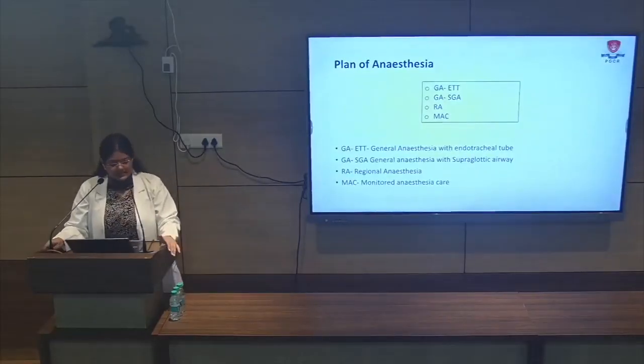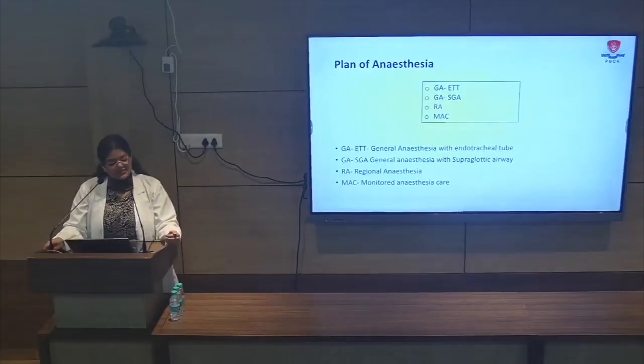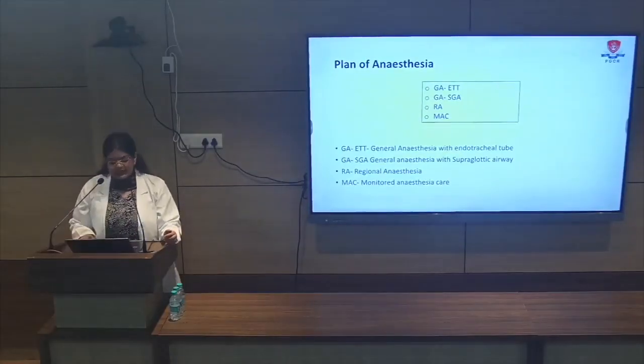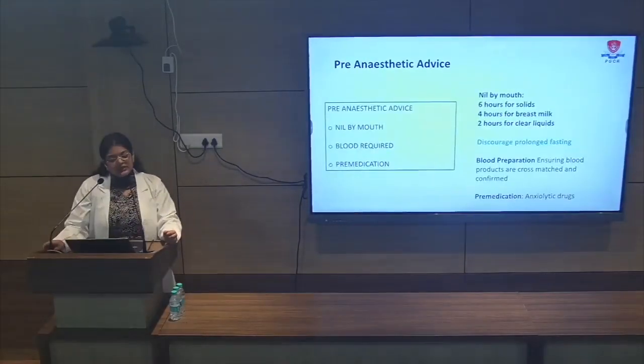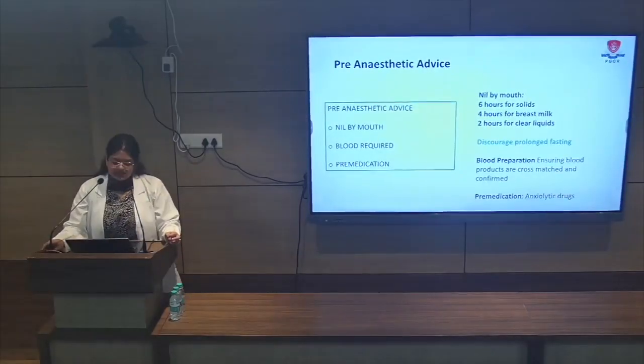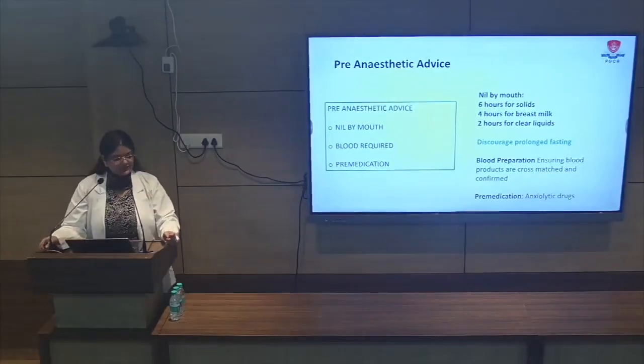The plan of anesthesia documents whether the procedure should be conducted under general anesthesia with endotracheal intubation, general anesthesia with a supraglottic airway device, regional anesthesia, or just monitored anesthesia care. The pre-anesthetic advice accounts for the nil by mouth status, which is 6 hours for solids, 4 hours for breast milk, and 2 hours for clear liquids. We strongly discourage prolonged fasting. Advice is also given for blood preparation, ensuring that the blood products are cross-matched and confirmed.